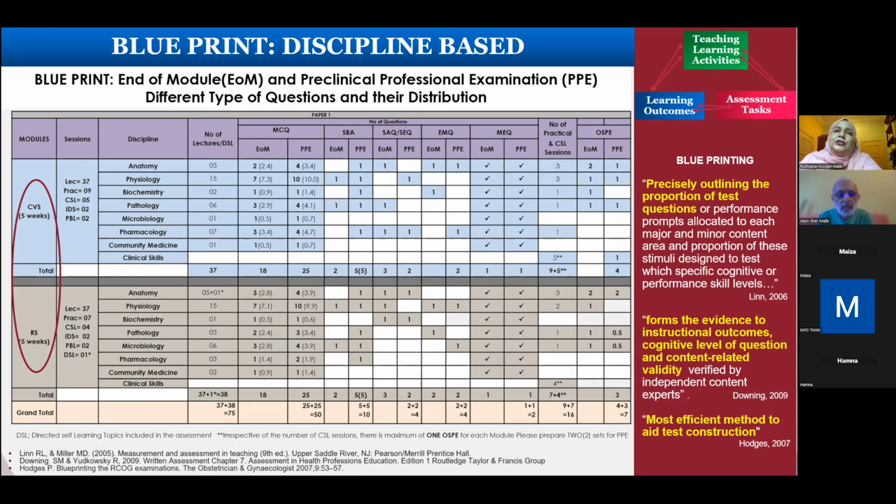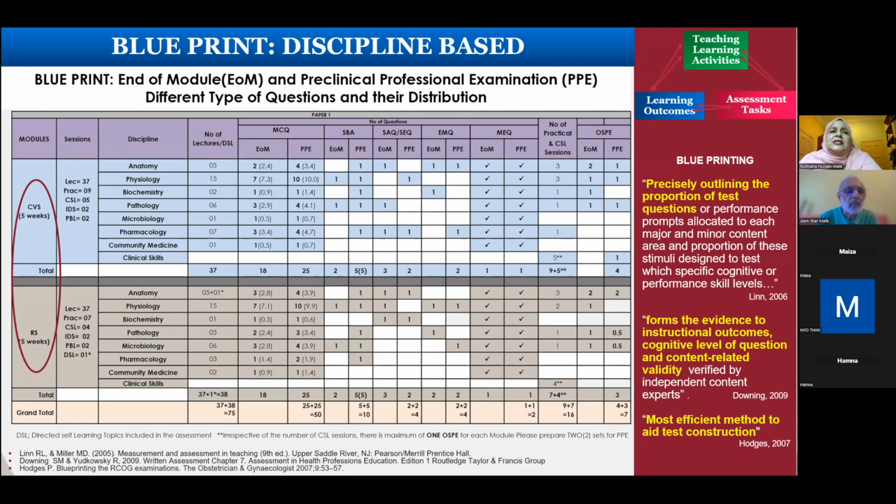Also, it will ensure the equal distribution of questions between different subjects according to their contribution in that module, and the level of the questions can be maintained or monitored if we have a good blueprint of this. So practically, I have given you one example, which is the end of module and the preclinical professional examination question, which was for one of the papers used for the preclinical professional examination, that is the year one examination at the end of the year.